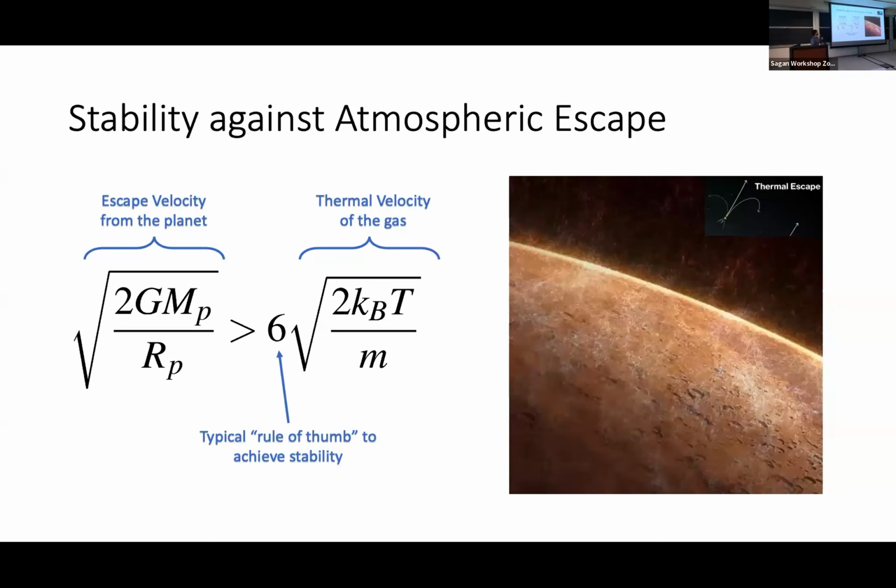At its most basic level, a planet's atmosphere must be stable against escape. This isn't too much of a concern for directly imaged planets, but when we think about thermal escape, we require that the escape velocity from the planet sufficiently exceeds the thermal velocity of the gas. As a rule of thumb, if the escape velocity is 6 times the thermal velocity of the gas, then we're stable against atmospheric escape.